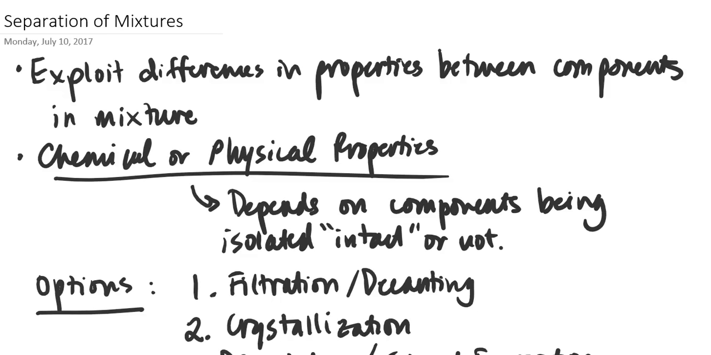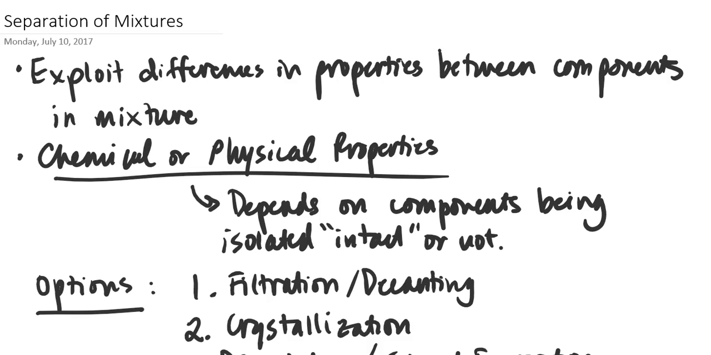This tutorial is meant to give you additional information related to the separation of mixtures. The important thing to keep in mind when we're trying to separate mixtures is to understand and then to exploit the differences in properties between the components in the mixture. Those properties that are exploited might be chemical in nature or they may be physical in nature. Now, the choice of whether we choose to drive the separation using chemical or physical properties will depend on the outcome that we're looking for.